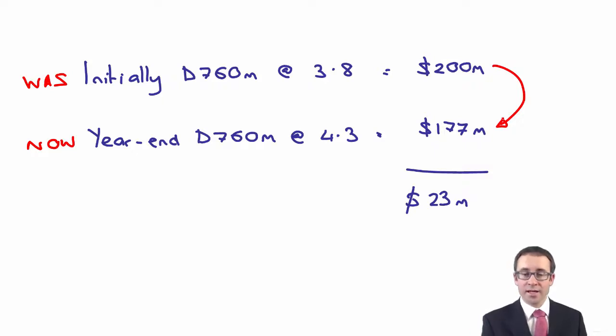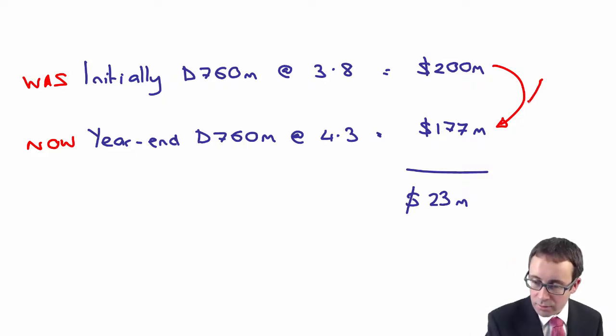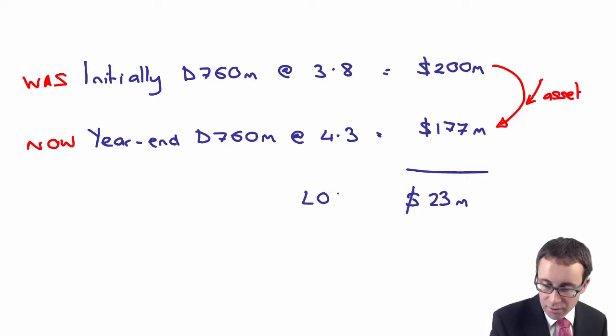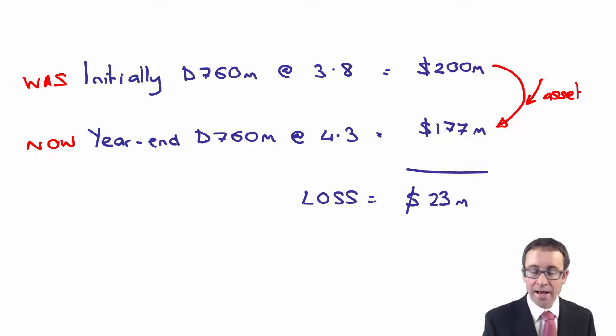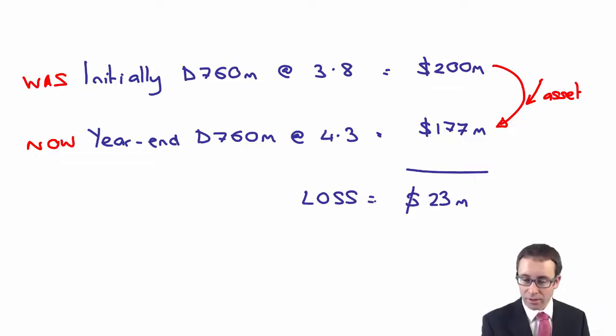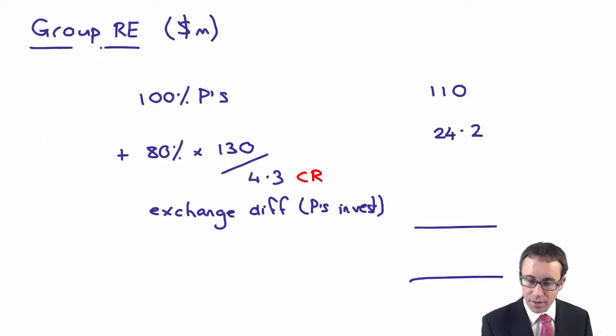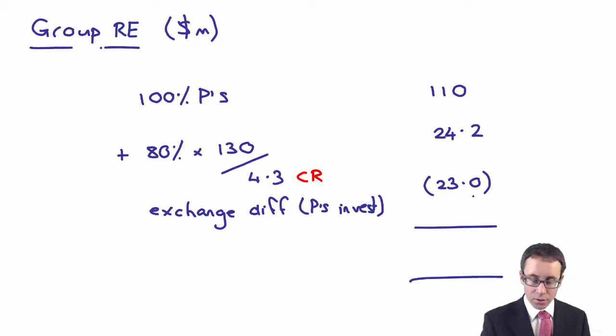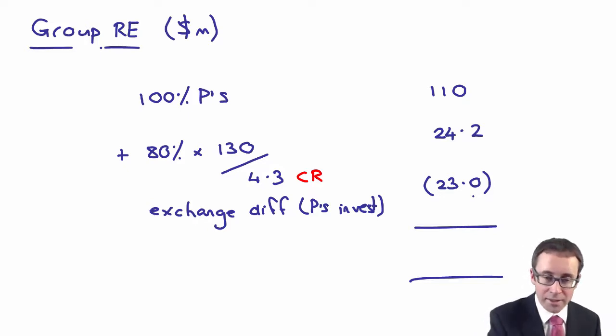is a reduction in an asset. If you have a reduction in your asset, then that gives rise to a loss. Okay, a loss of $23 million. That loss of $23 million goes into your group retained earnings before we go through there and look at any other bits and pieces.